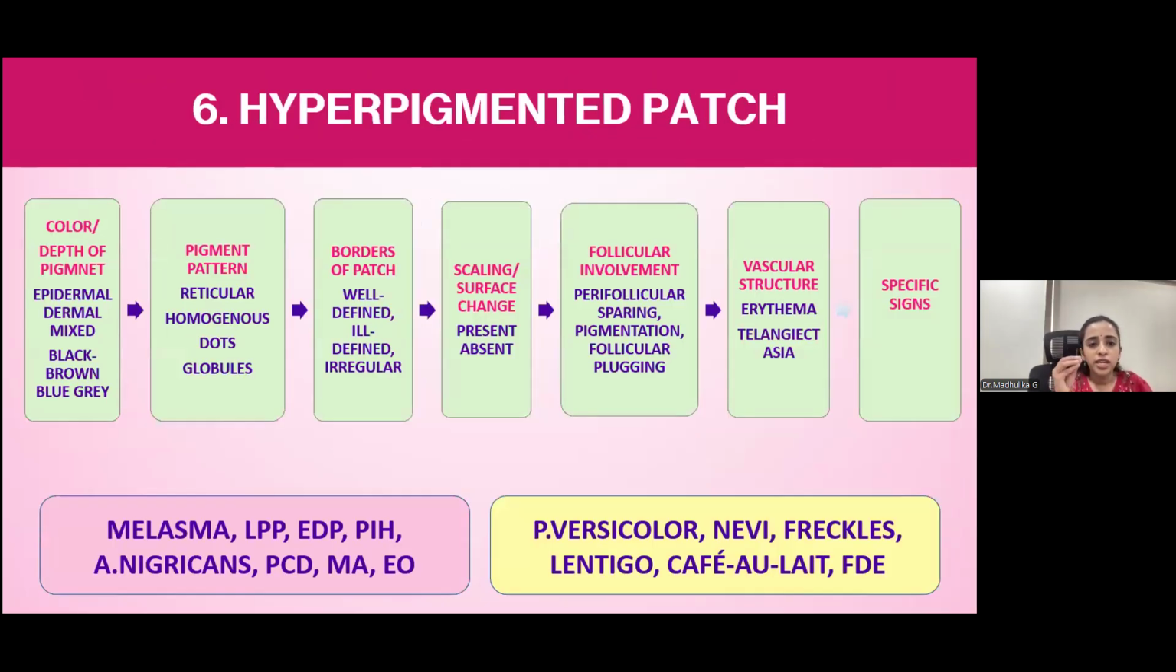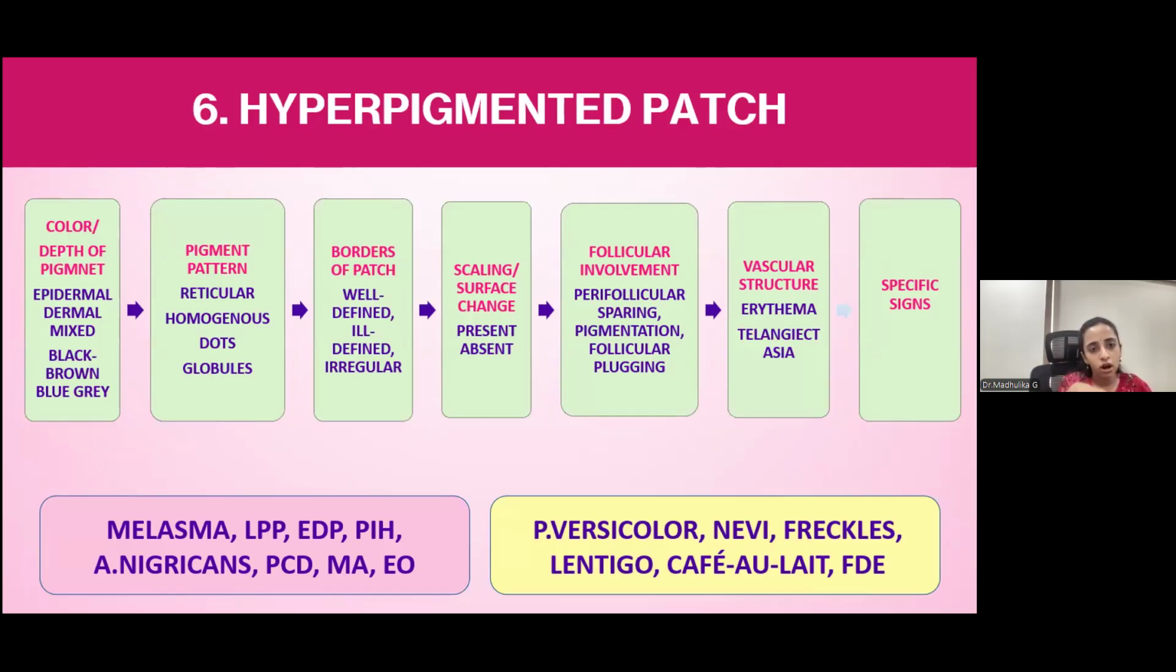So whenever you see a hyperpigmented black patch, basically look at what is the color and what is the depth of the pigment. Is it epidermal, is it dermal, or is it mixed? If it is epidermal, it is black. If it is dermal, it is blue-gray. If it is mixed, it is brownish to blue-gray, depending on the depth of the pigment, right? What is the pattern? Is it reticular, homogeneous? Okay. What is the morphology of this pigment?